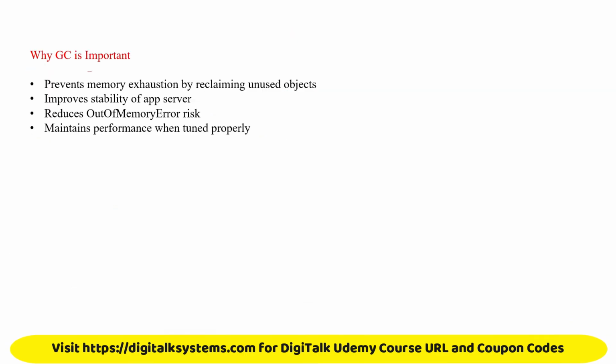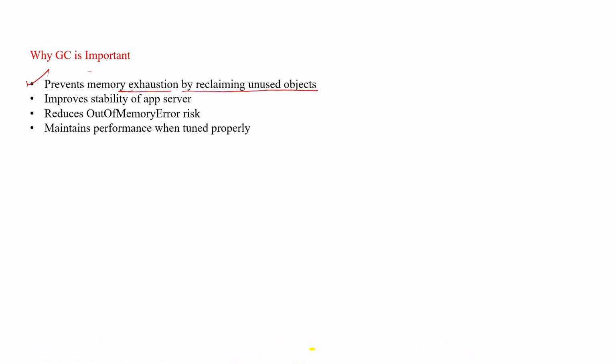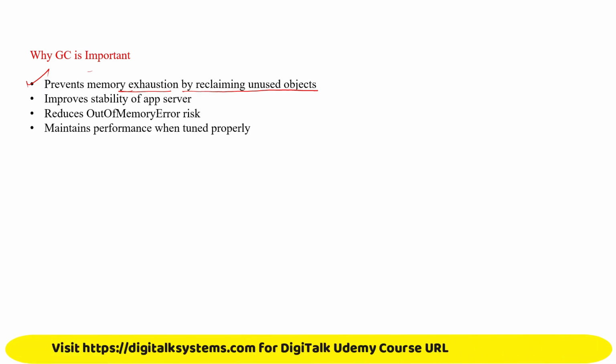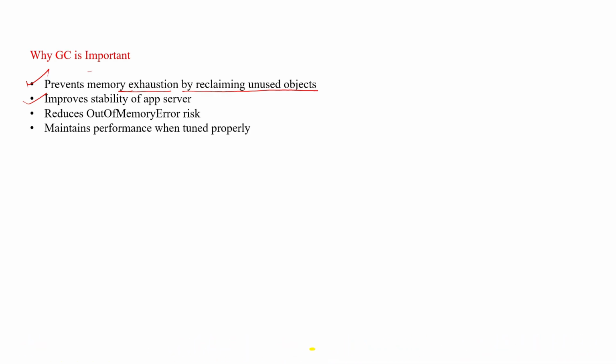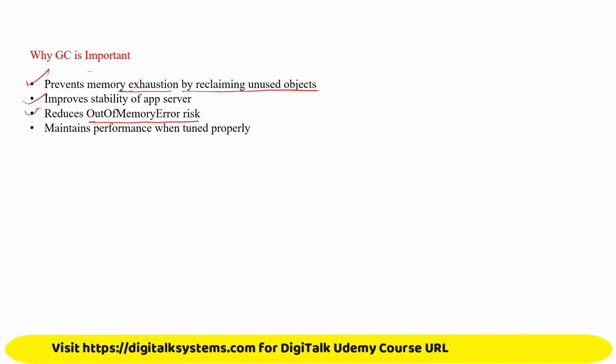And why is GC important? Because it prevents memory exhaustion by reclaiming unused objects, right? Every time it is cleaning the unused objects from the heap, it is making sure that sufficient memory is available for new requests. So this improves the stability of app servers, because you will always have sufficient heap size available for new requests. It improves the stability of your application server and reduces out of memory error risk.